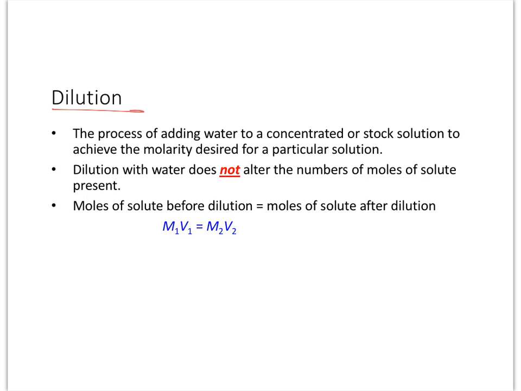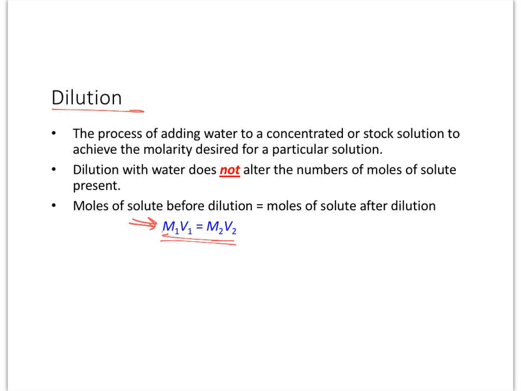Dilution, this formula, I don't think it's on the reference sheet, but dilution is something that comes up a lot. So dilution is the process of adding water to a concentrated or stock solution to achieve a desired molarity for a particular solution. When you dilute a solution with water, it doesn't change the number of moles of solute that are present. It just changes the concentration, which is moles of solute per unit of volume. So the moles of solute present prior to diluting is going to be equal to the moles of solute after diluting.